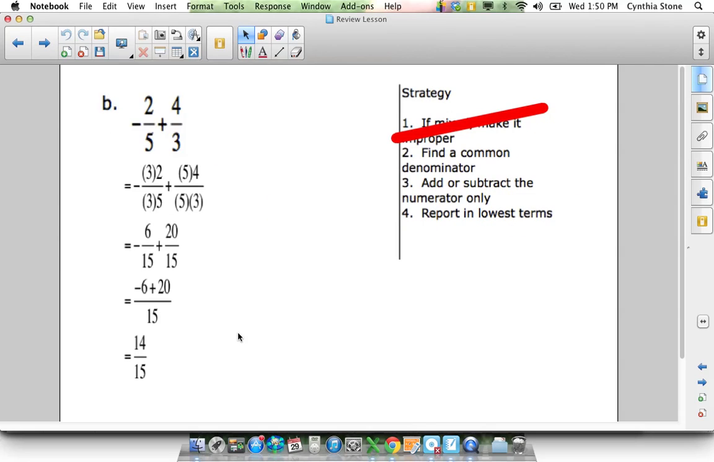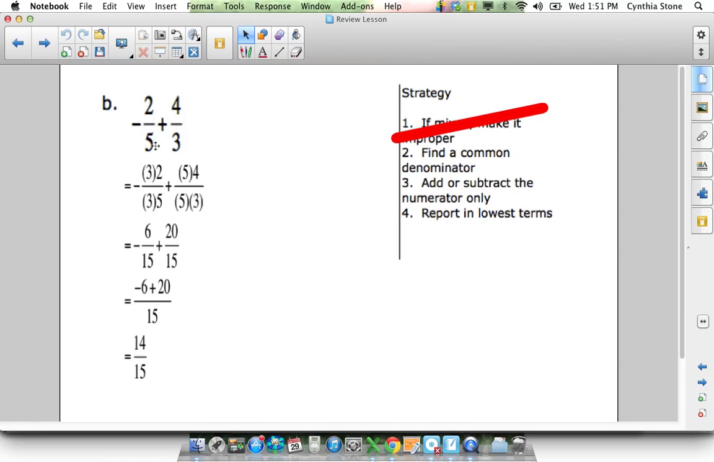Again, I scratched out, it's not mixed, so I scratched out that one. But we did find, the first thing I did here was find my common denominator. The easiest thing to do for a common denominator is to multiply the two denominators that you have. It doesn't mean it's the lowest common denominator, but it's a common denominator, and that's fine. That's all you need. So that's what I would do. I wouldn't think too hard about it. I would just say common denominator 15.